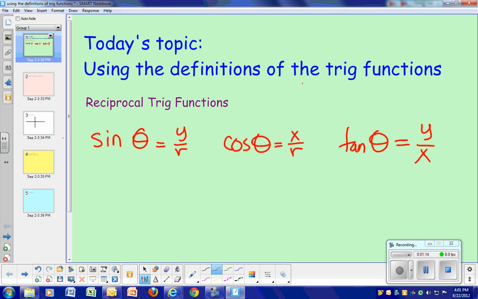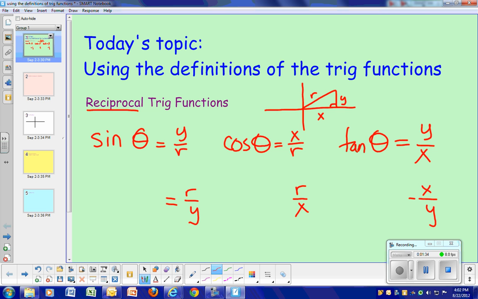So you can have a picture that goes with this to help out with the labeling, so you remember that this is x, this is y, this is r, for example. And the reciprocal trig functions are where you flip each of these over. Reciprocal means to flip a fraction over. So r over y, r over x, and x over y would be the 3 reciprocals. And each of these is given a name.